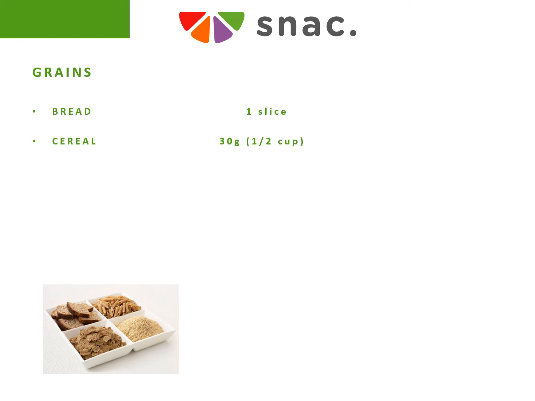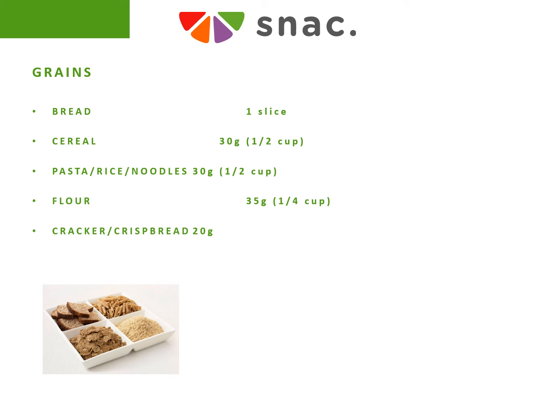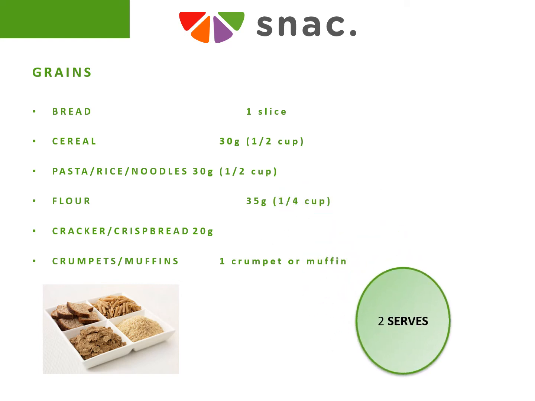So looking at our grains, breads and cereals food group, a serve of bread is 1 slice. Cereal, such as breakfast cereal, would be half a cup. Pasta, rice and noodles is half a cup of cooked. Flour is 1/4 of a cup. Crackers and crisp breads, a serve would be 20 grams. Crumpets and muffins, a serve is simply 1 crumpet or muffin. Remembering also that we need 2 serves from this food group whilst the child is at daycare.